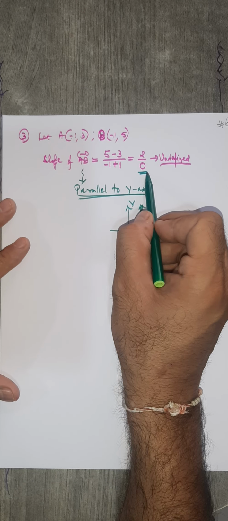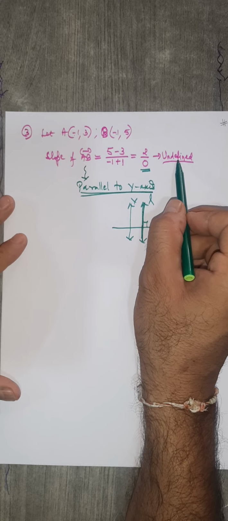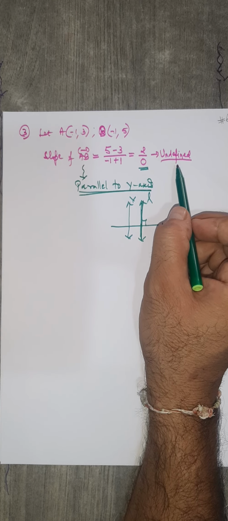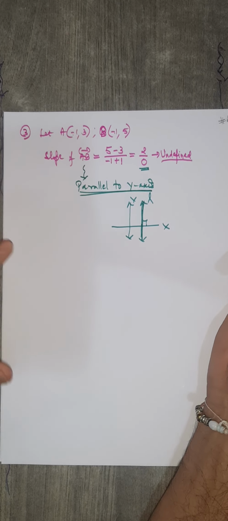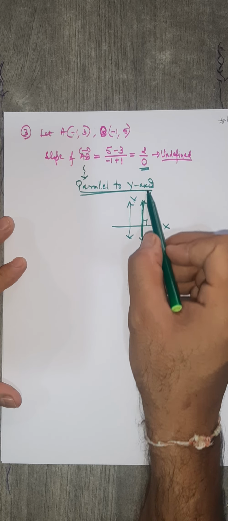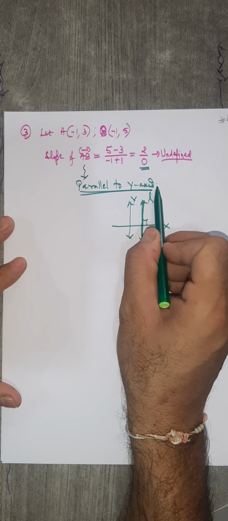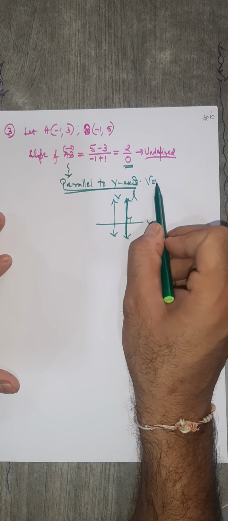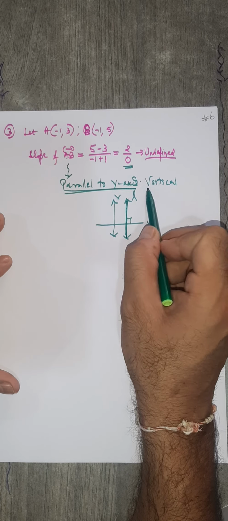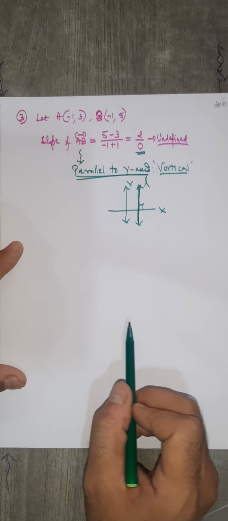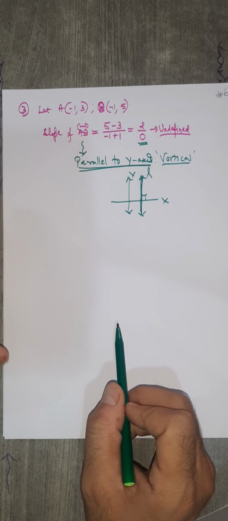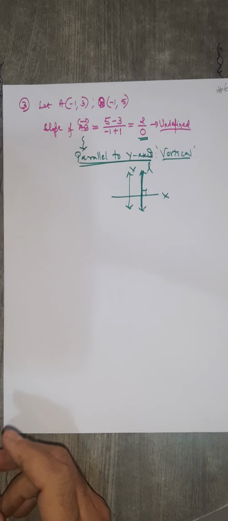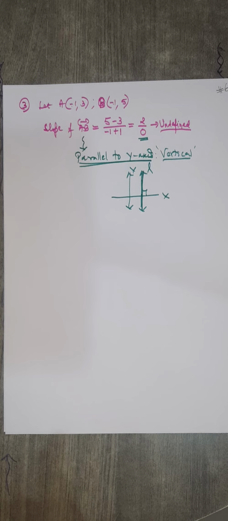So here slope is very large. We call it undefined or infinity. Fine. So it has to be parallel to the y-axis, or you can call it a vertical line. The earlier one was a horizontal line. Okay. That's one thing. Now, you know two ways to get the slope of the line.